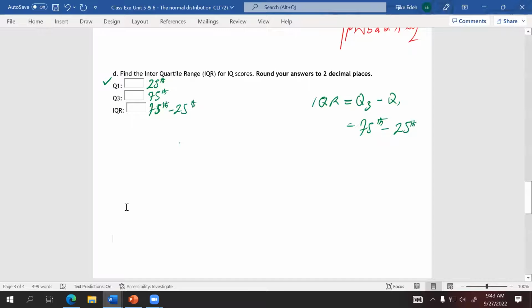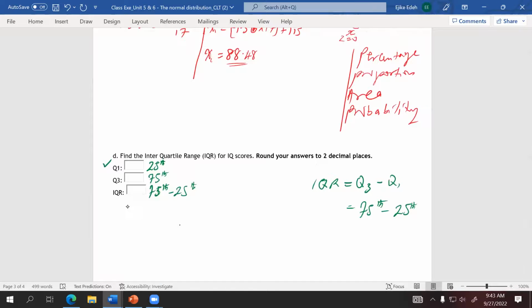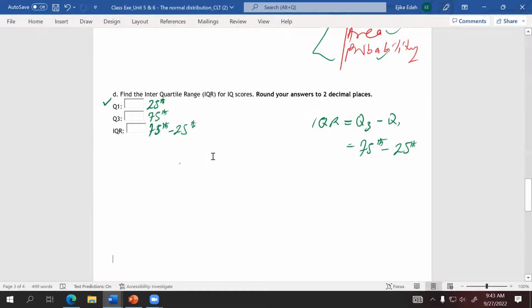Remember this, it's important throughout this section: when somebody is asking for probability, percentage, percentile, proportion, or area, we're just talking about the area under the curve, right?